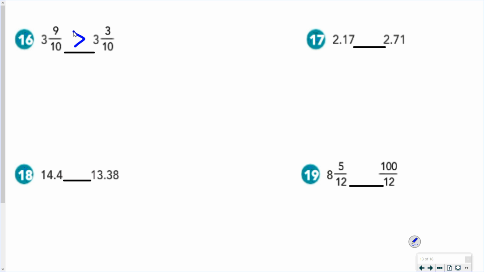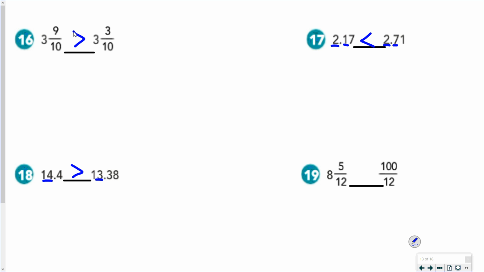For number 17, our whole numbers are equal, so that doesn't help us at all. So we go to the digit in the tenths place, we have a 1 and a 7. 1 is less than 7, so 2 and 17 hundredths is less than 2 and 71 hundredths. For number 18, our whole numbers are 14 and 13. 14 is greater than 13. We do not have to look at the digits after the decimal point.